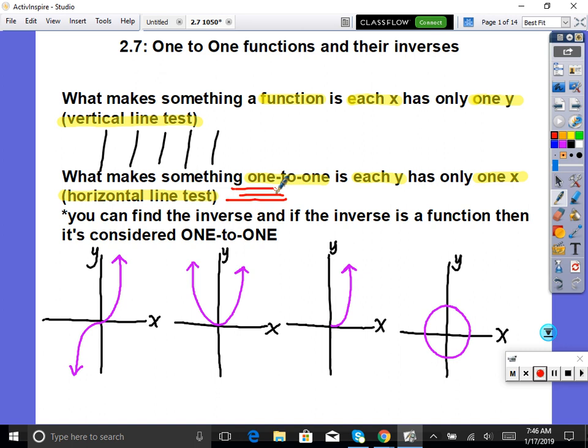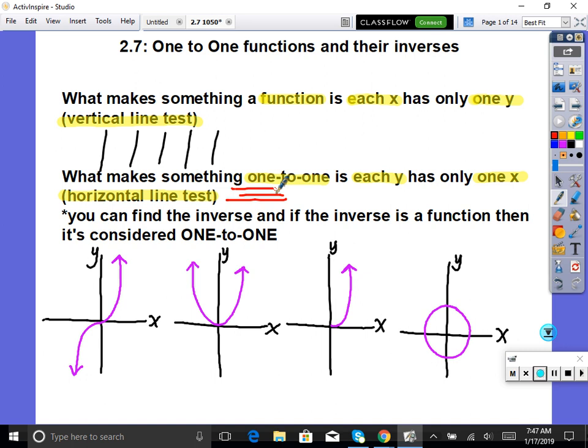Now, another way to determine if something is one-to-one, let's say you weren't given a graph. If I said, is this function one-to-one? What you can do is find the inverse of that function. And if the inverse is also a function, if the inverse also passes the vertical line test, it's considered one-to-one. Does that make sense, everyone? So we have those two ways to test. If we're given a graph, we can test if it's one-to-one by the horizontal line test.